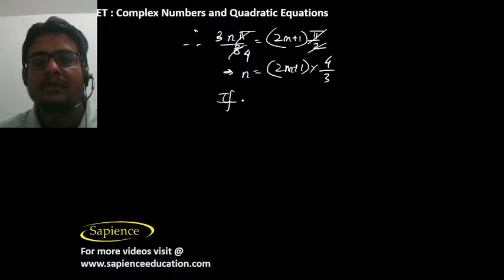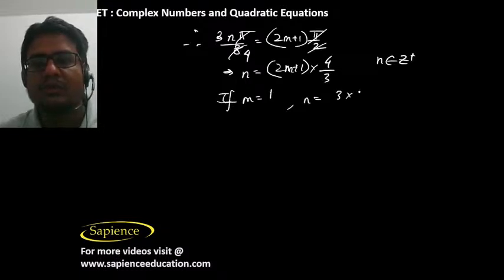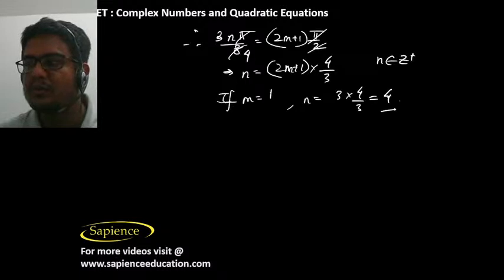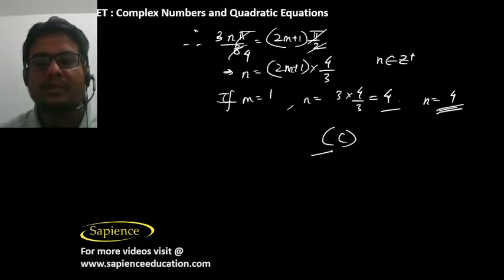So now if I take m equal to 0, then n should be an integer. It is told n should be a positive integer. So if I take m as 0, then it will not come as an integer. So if I take m as 1, then n will be equal to 3 into 4 by 3, which is equal to 4. So n should be equal to 4. So option C is the correct answer.